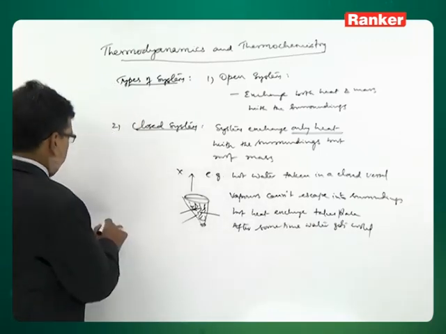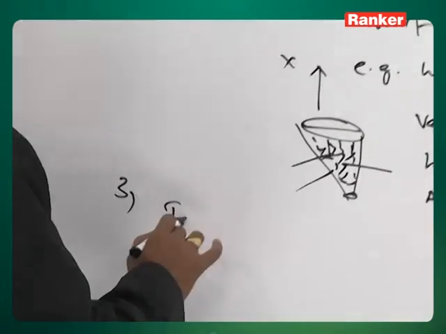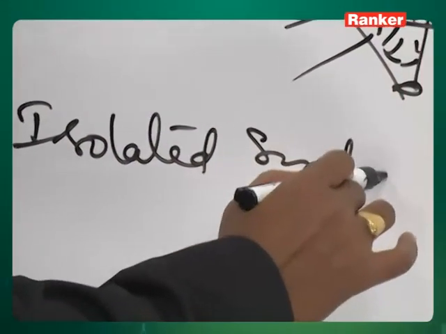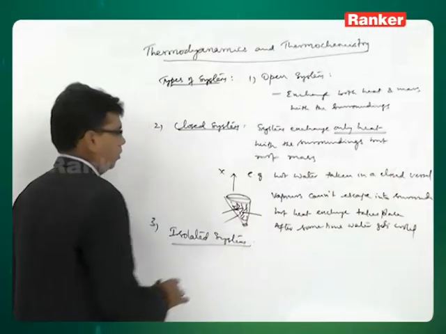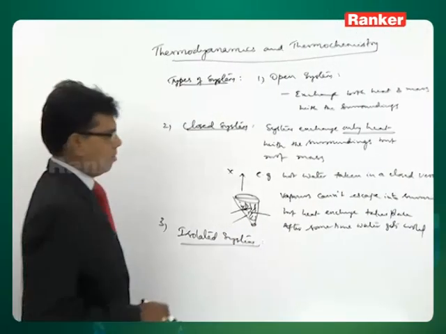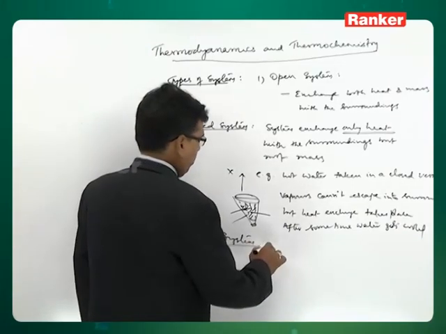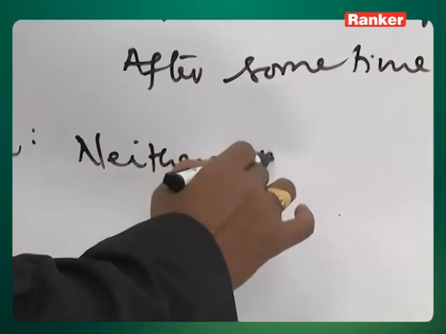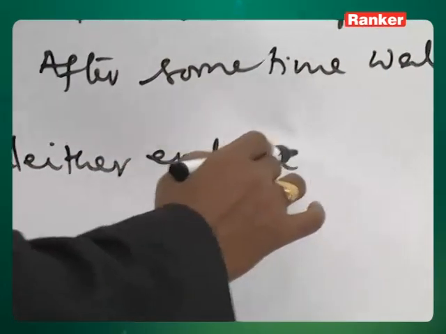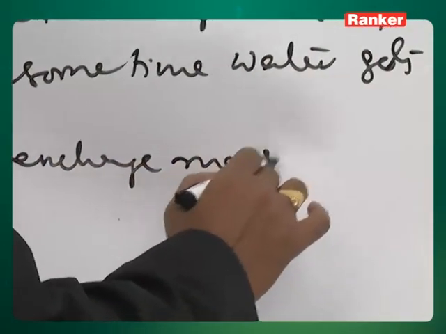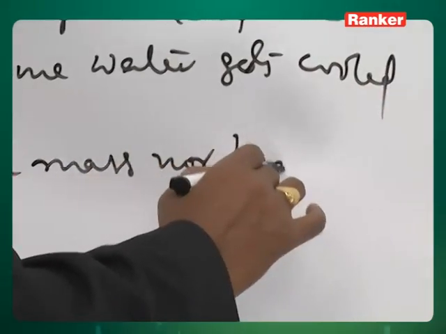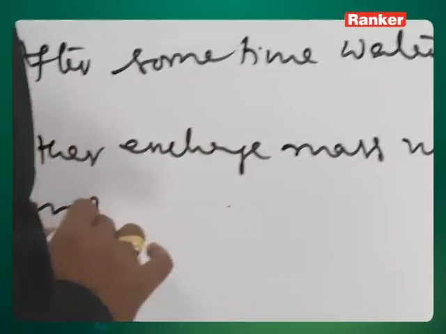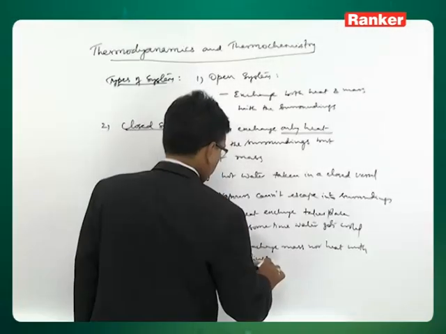After these two, the third one we have is isolated system. What is isolated system? Isolated system is the one that neither exchanges mass nor heat with surroundings.